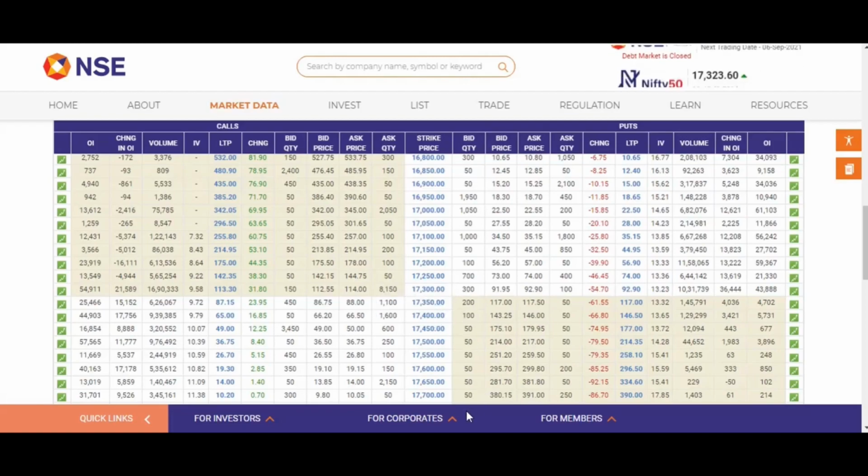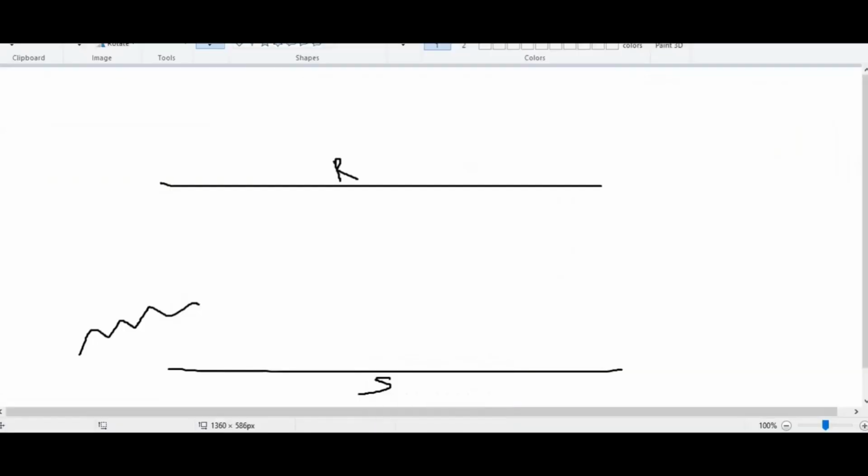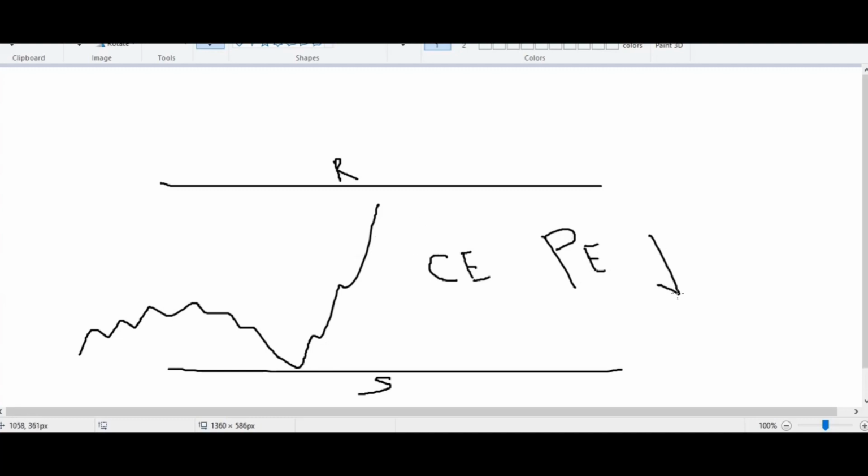So these professional sellers, what they do is, if they feel the markets are going to go up from here, they won't buy calls. What they will do is they will rather sell puts, because if the market goes up, call ka value rises. CE is basically a call, and PE is basically a put option. So CE is call, PE is put, and if the call's value rises, what it means is the put's value is going to go down because the market is going up.